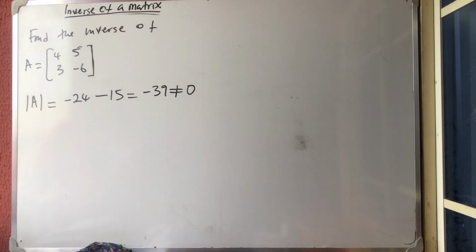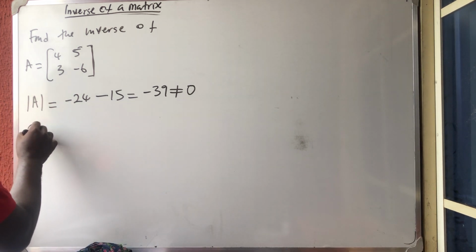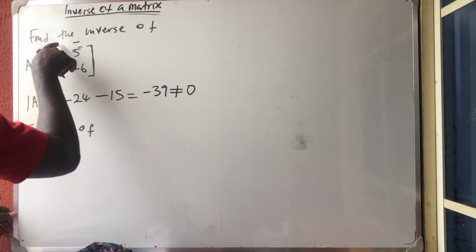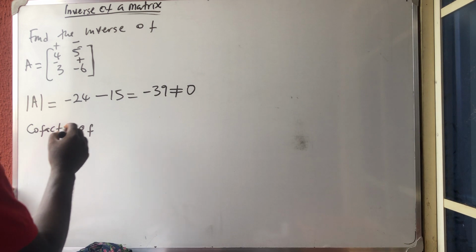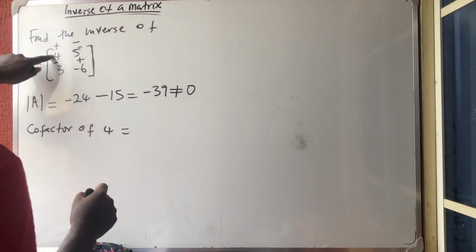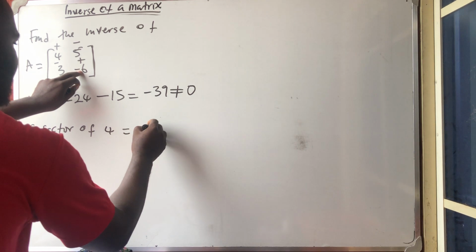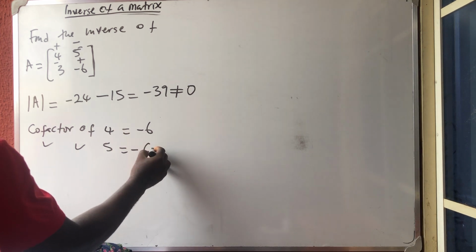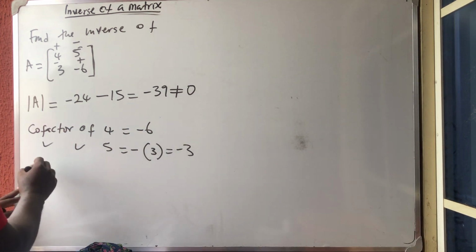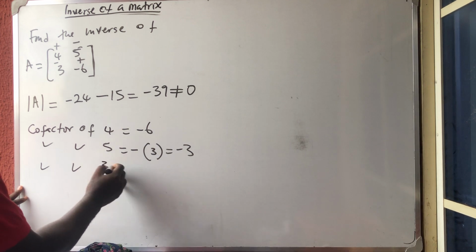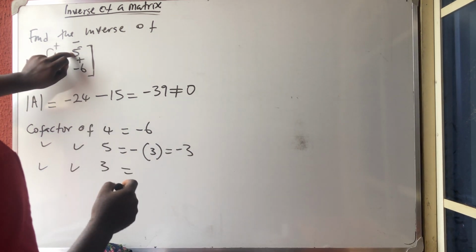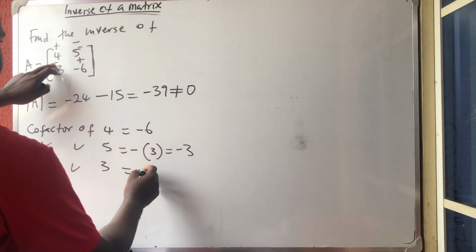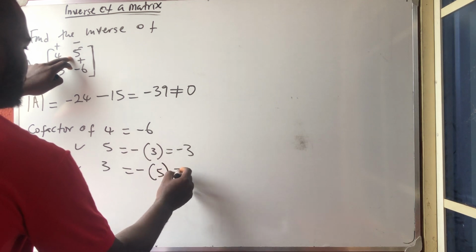So if the inverse is possible, the next thing we need to get is the cofactor. First of all put plus minus; since here is plus, here will now be minus plus. Cofactor of 4 is minus 6. Cofactor of 5 is minus, before you have 3, which will give you minus 3. Cofactor of 3, I'm left with 5, and 3 is minus, so minus 5.